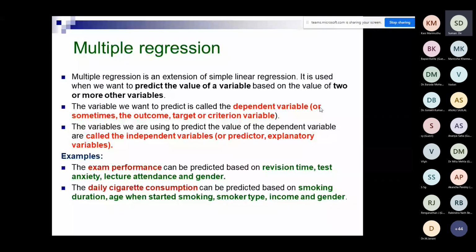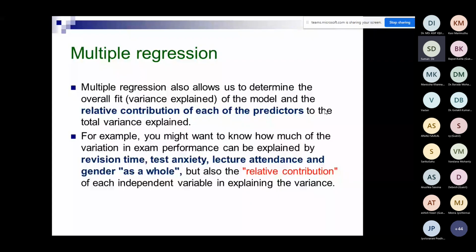Sir, one independent variable may be the peer pressure. Yeah, also possible, sir. Any independent variable you can have. Several independent variables you can put in. So simple linear regression, you have one independent, one dependent. Multiple regression, you have one dependent, continuous, whereas several independent variables.